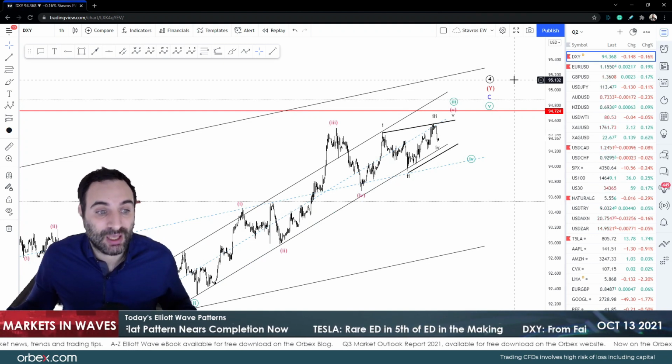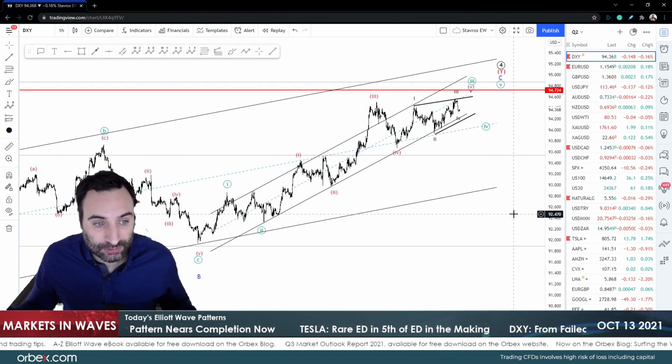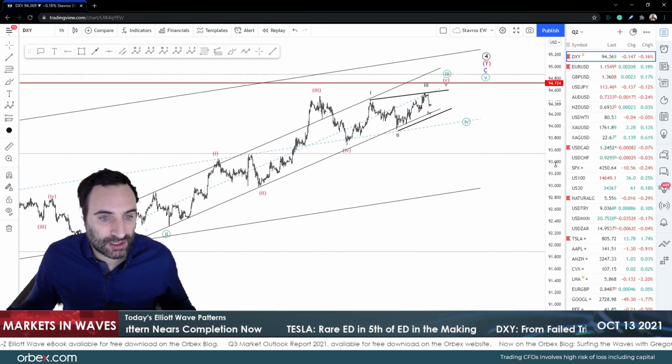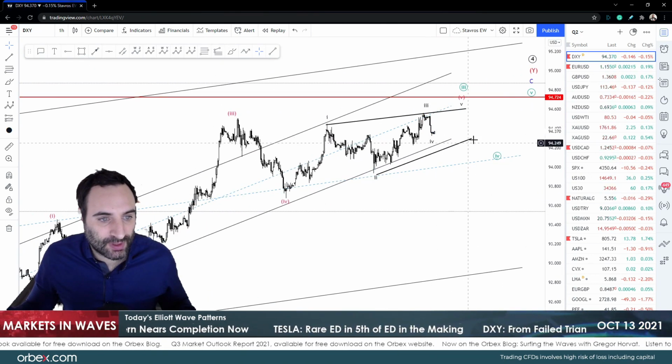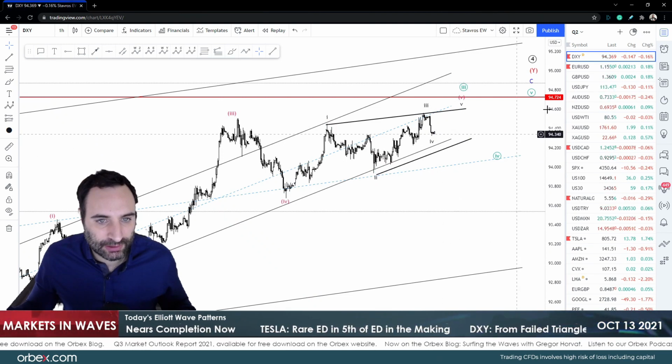And then we might be able to see a signal for a potential reversal closer to the end of the year, if at all. Anyway, for now, this is the count. So really focus on this area over here. It's a very small zone, and it will be in the 94 area.